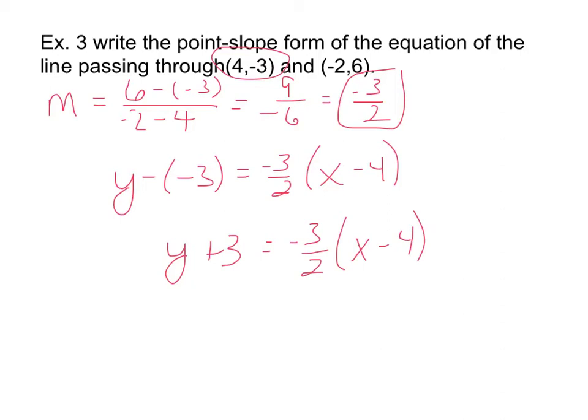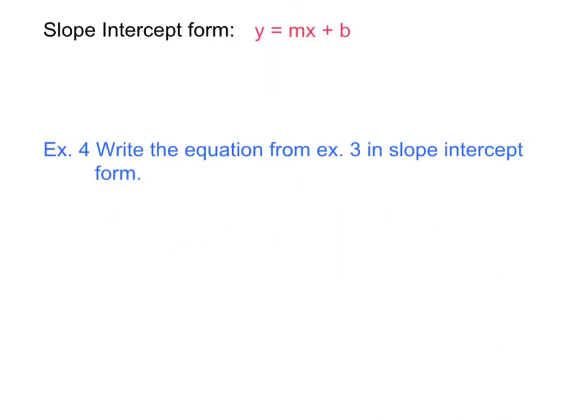Okay, so moving on. The next form we have, which is one you're probably more familiar with, is slope-intercept form. This is y equals mx plus b, where the m, the coefficient on x, gives us our slope, and the b is our y-intercept. And you remember the intercept is where the graph is going to cross the y-axis.